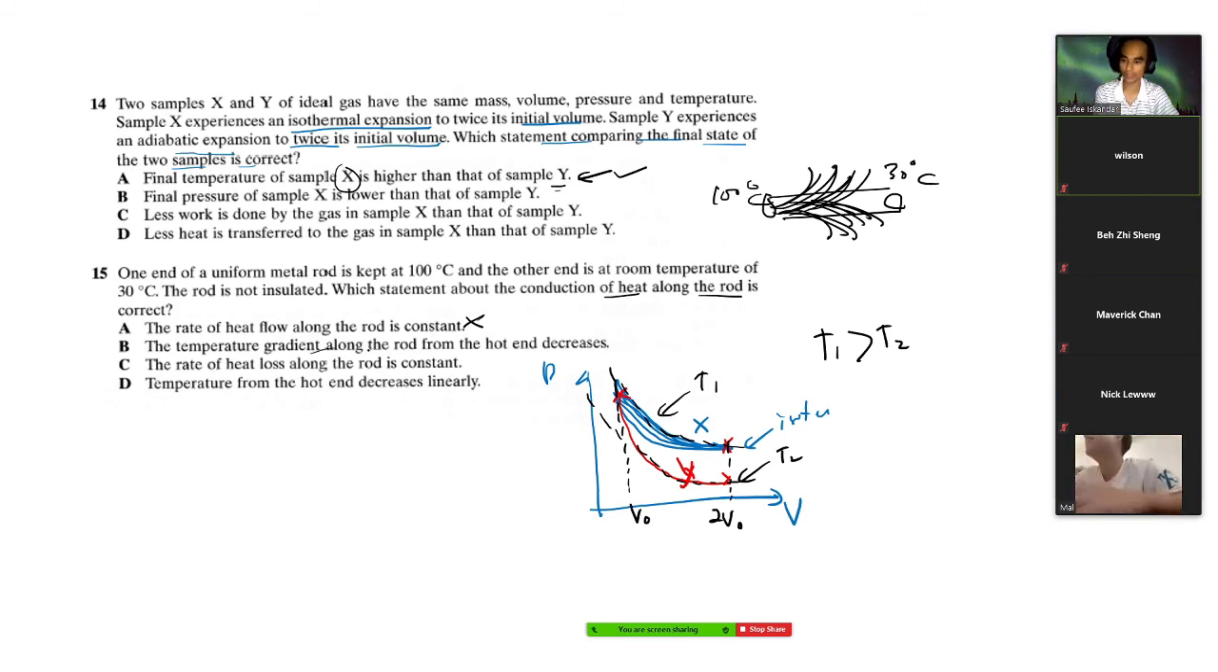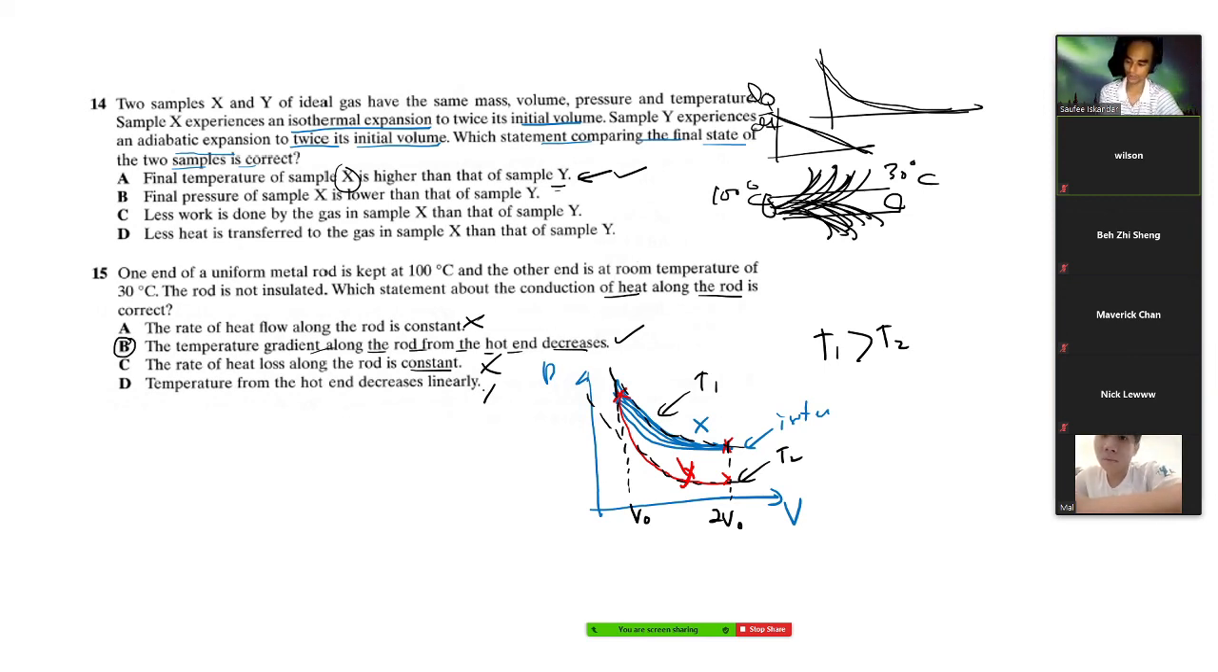B, the temperature gradient along the rod from the hot end decreases. Of course, this one should maybe be the answer. C, maybe the rate of heat loss is constant. Of course, it's not, because it was not insulated. The drop of dQ over dt will not be like this, it will be in a curve. The temperature does not drop equally from the hot end, of course not, because everything is in a curve. So the answer is B, 15B.